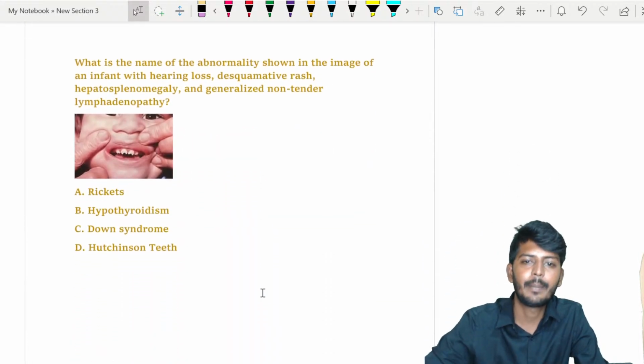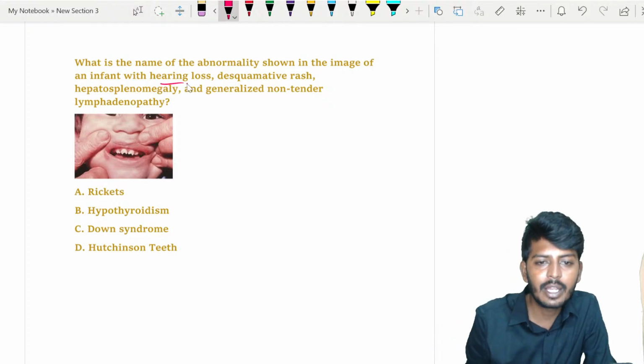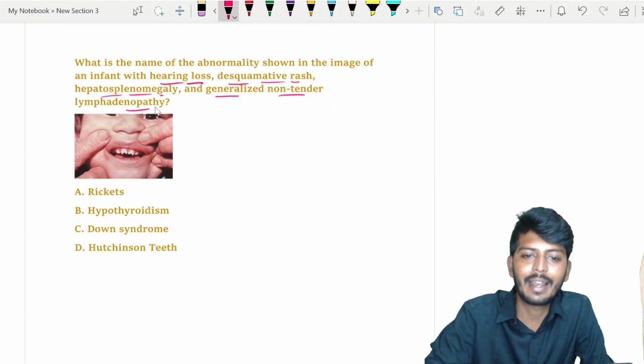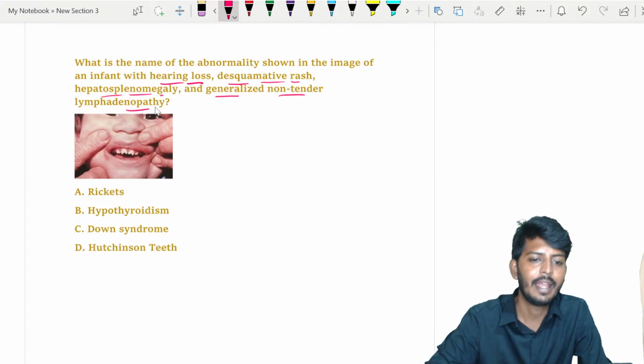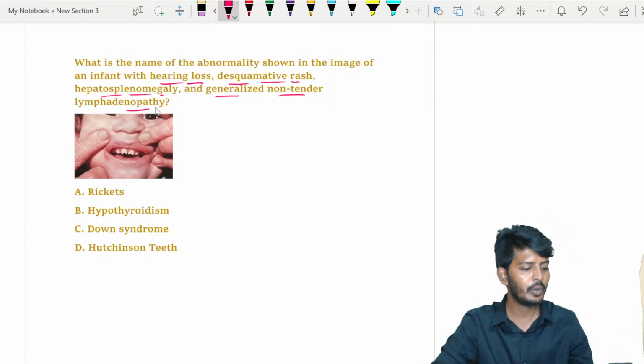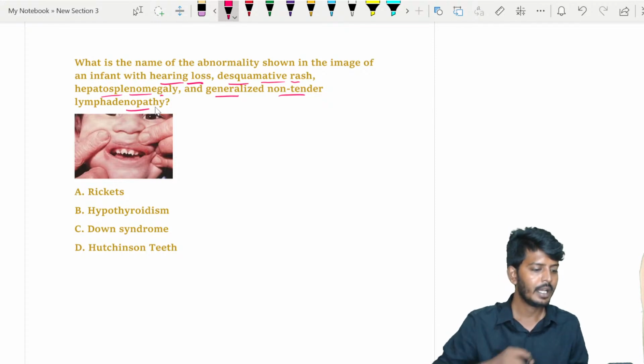What is the name of the abnormality shown in the image of an infant with hearing loss? The findings are hearing loss, a desquamative rash, hepatosplenomegaly, and generalized non-tender lymphadenopathy. So the options are rickets, hypothyroidism, Down syndrome, Hutchinson teeth. Okay, tell me quickly. What is the answer, children?